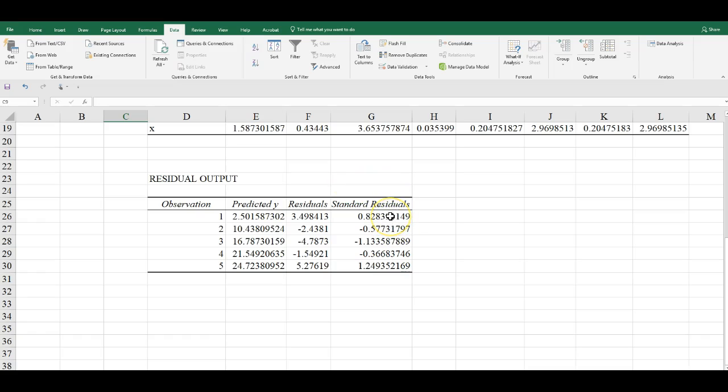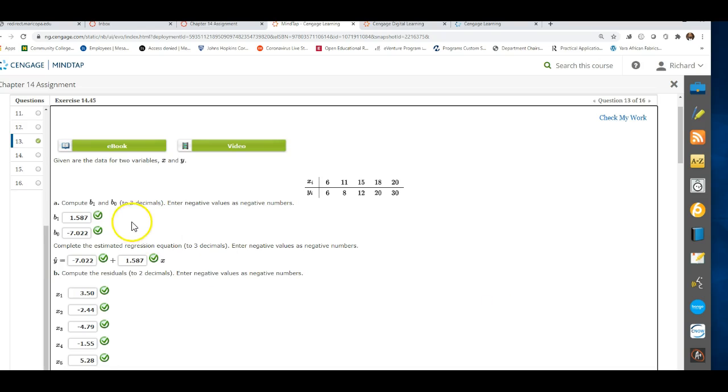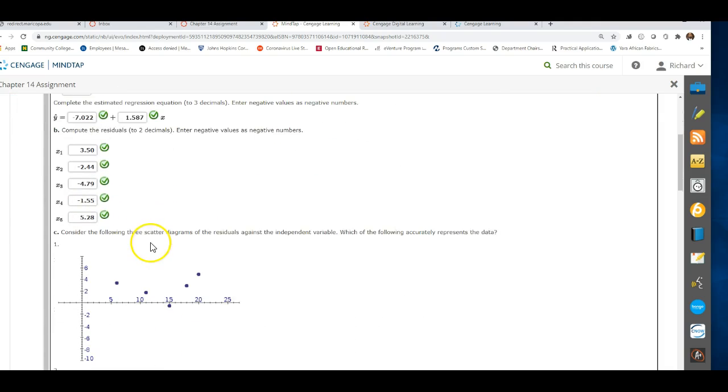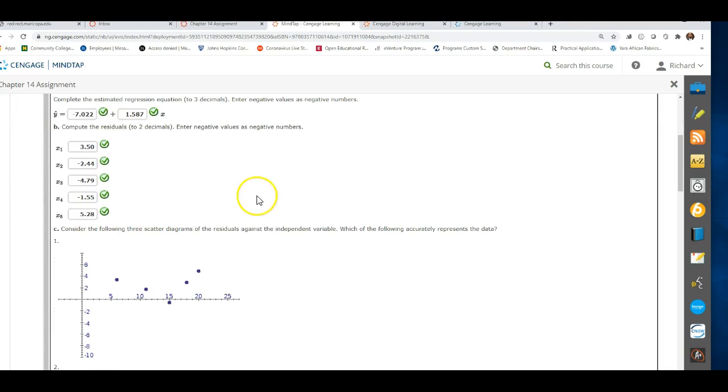The problem is the author didn't want you to use Excel built-in functions to calculate the standard residuals. They have a different method that they want you to use. You might want to pause this video to jot down these numbers. And as you can see, entering in those values from the regression output will be correct in all instances.